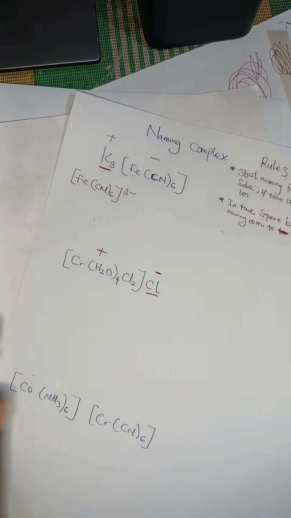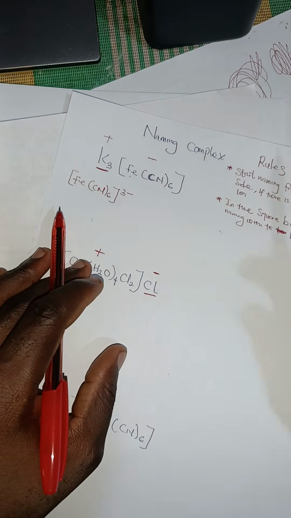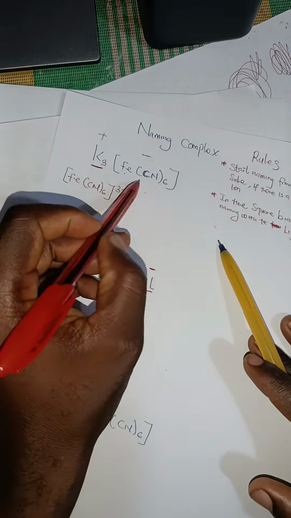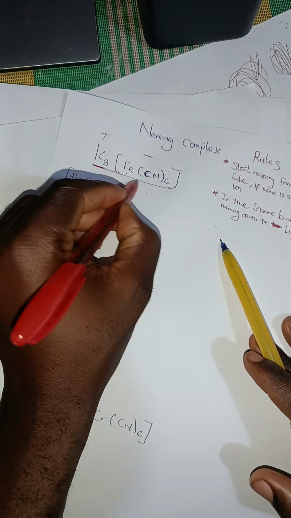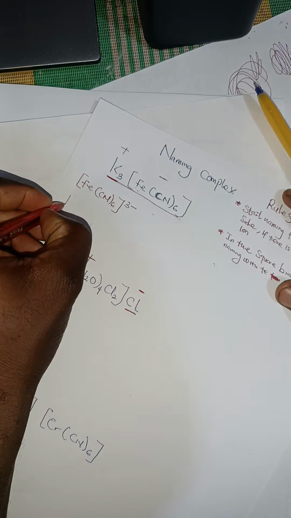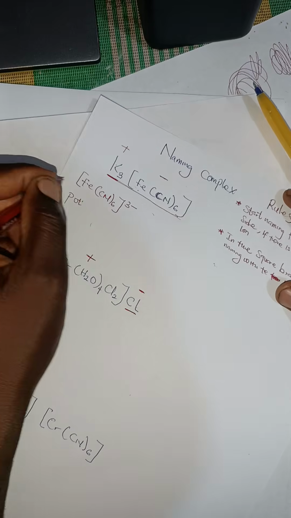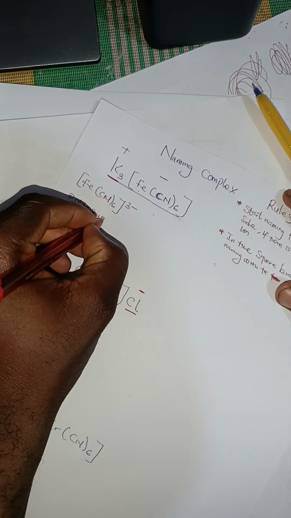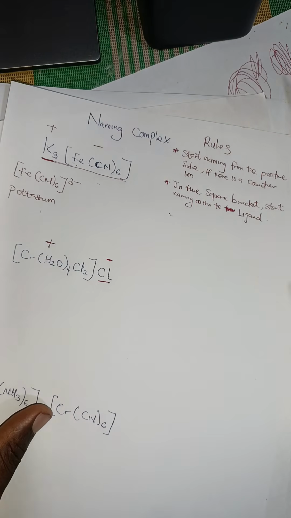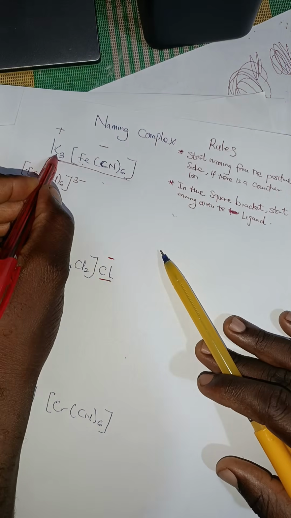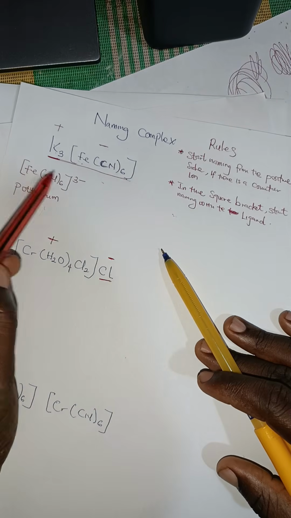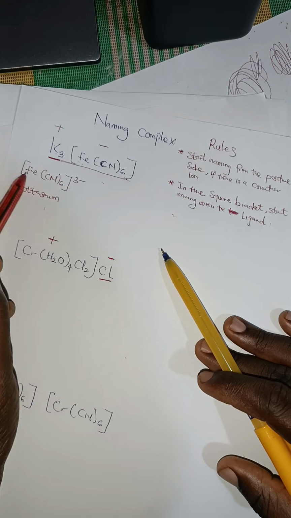So let's start naming. When you're naming, you name from the positive side. So where's the positive side? When I mean positive side, I mean if there's a counter ion. Do we have a counter ion in the case of this compound? Yes, this is the counter ion, which is potassium. So I'll start with potassium. Then immediately you are done with the counter ion, you go straight into your square bracket. But for example, where this does not have a counter ion, you just go inside your square bracket.